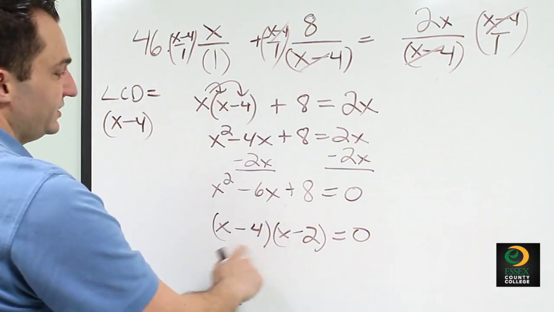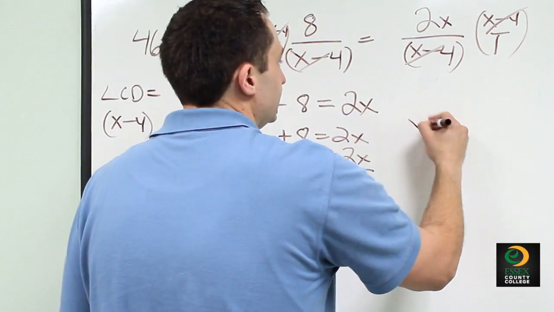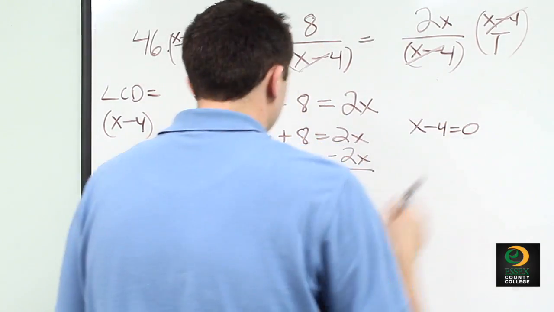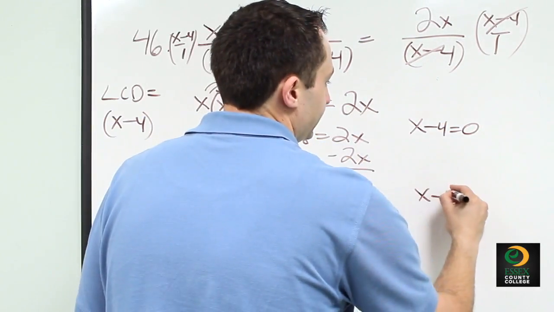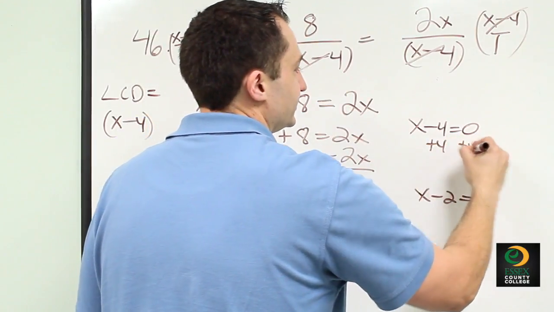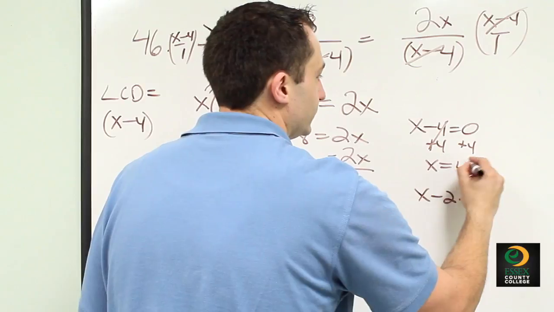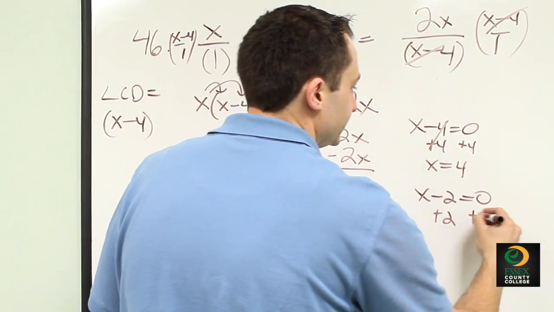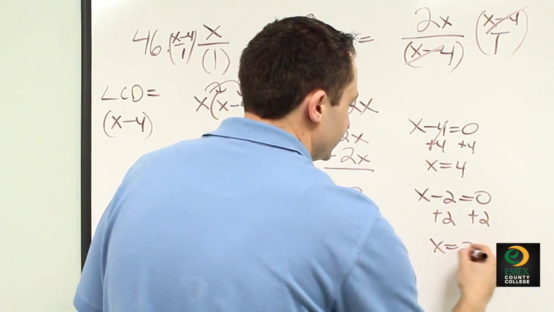Now we're going to set each of these terms equal to 0. x minus 4 equals 0. And then we're going to have x minus 2 equals 0. We're going to move the 4 over to the other side, and we're left with x equals 4. We're going to move the 2 over to the other side, and we're left with x equals 2.